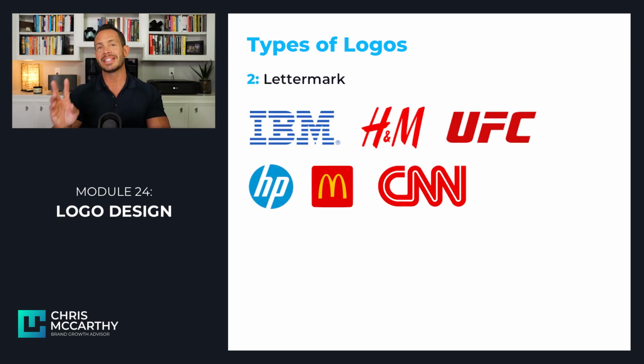Logo type number 2 is Lettermark. These types of logos are even simpler and more minimalistic than wordmarks. These logos are typically the first letter or letters of the brand name displayed in a highly stylized graphic format. Examples of Lettermark logos are Yahoo, H&M, UFC, IBM, HP, McDonald's, and CNN.